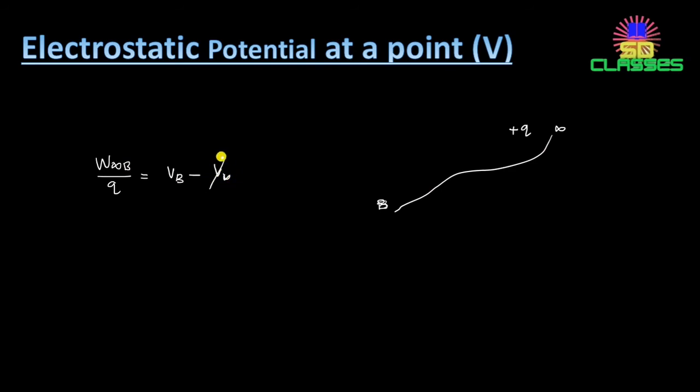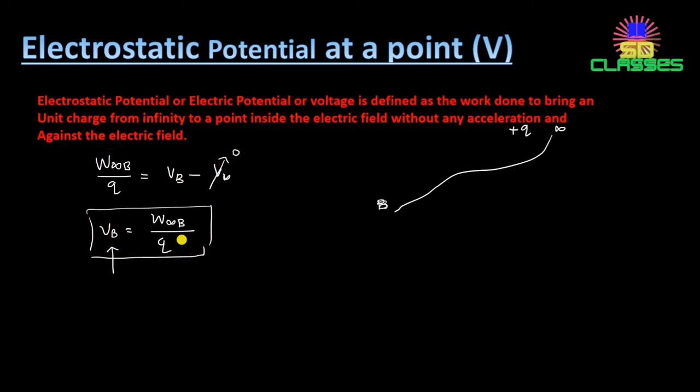The potential at infinity is 0. Why? Because at infinity we consider that there is no electric field. So in the absence of electric field, the potential is 0. So we can say VB is equal to the work done to bring the charge from infinity per unit charge. Okay, this is the potential at a point B. So this is the definition.